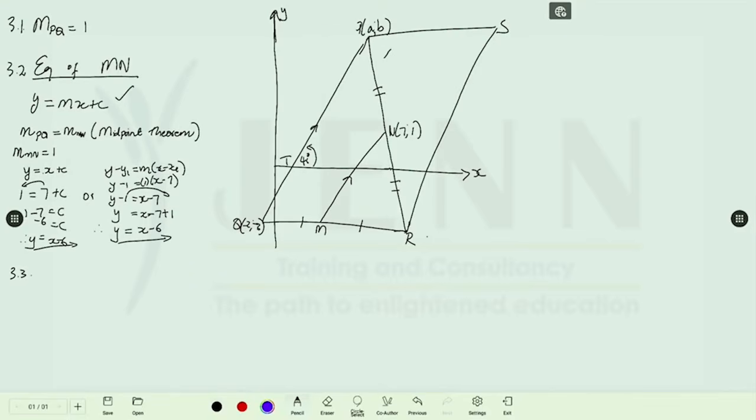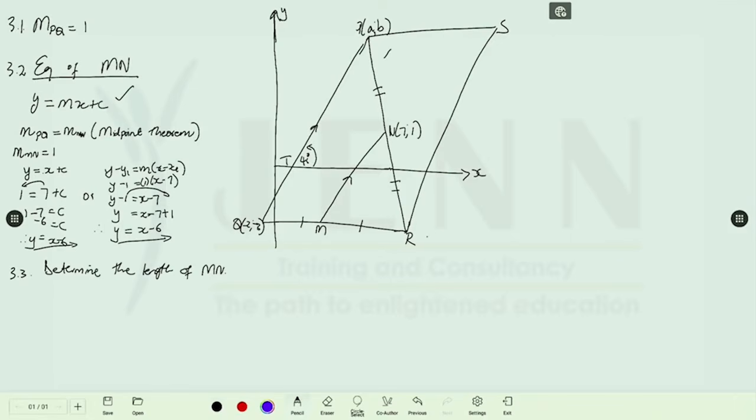3.3, it was saying determine the length of MN, the length of MN. All right. Let me write it, MN. Okay. Let us go back to our sketch.